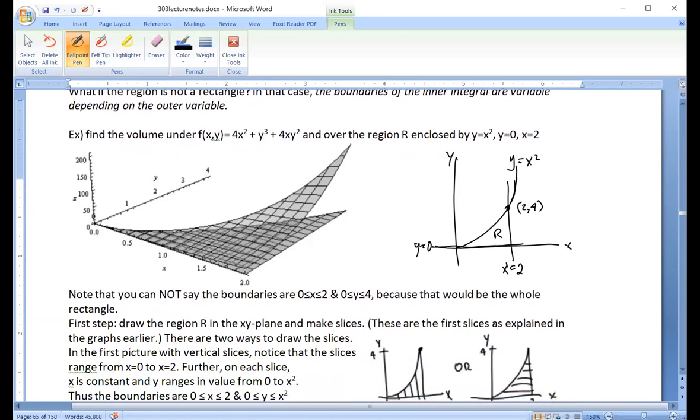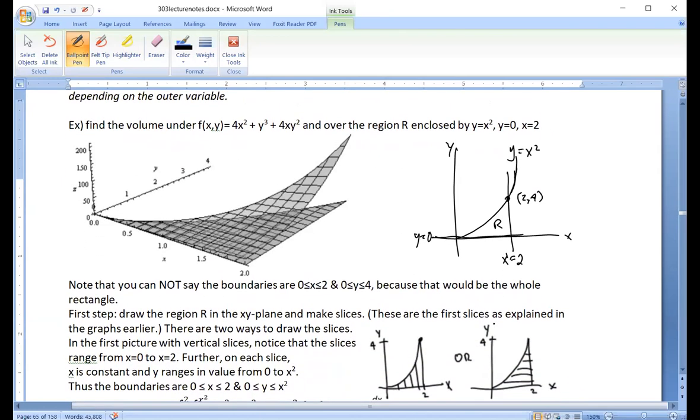Now, as we said before, there are 2 different ways to make the slices. So first, we can either slice vertically. So notice that when we slice vertically, our widths are little delta x's, or we can slice horizontally. And if we slice horizontally, then each slice has a width of delta y.